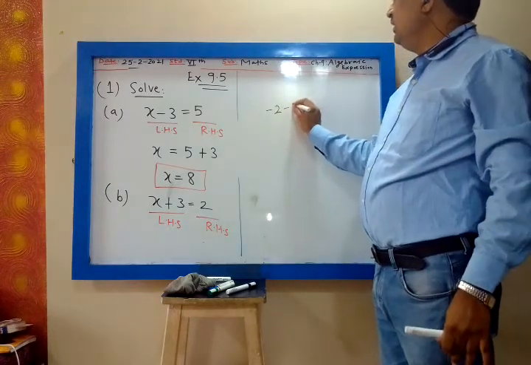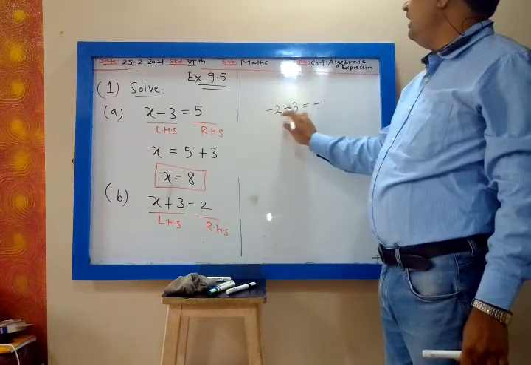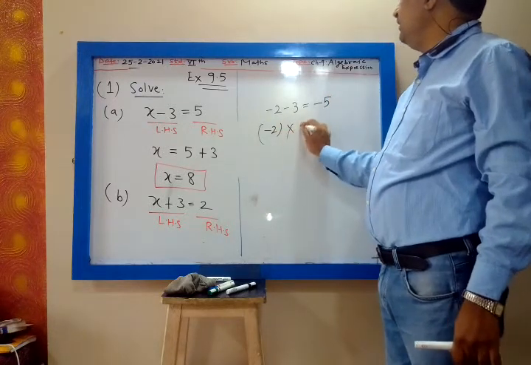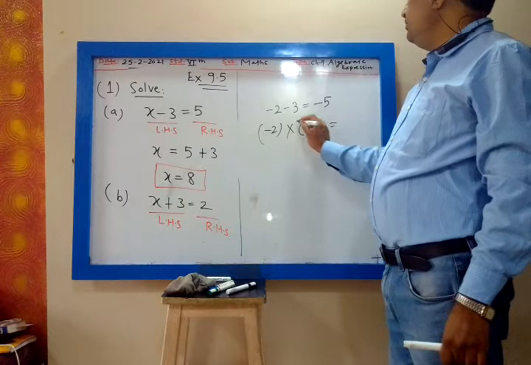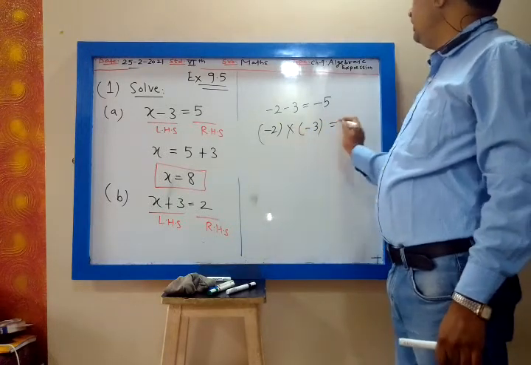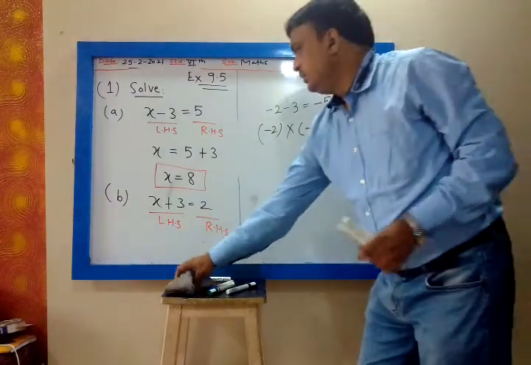Minus 2, minus 3, they have the same sign, minus, so I will take the common sign minus and add the numbers 2 plus 3, 5. But if it is minus 2 into minus 3, there is a multiplication sign. So minus becomes plus, 2 into 3 is 6. Are you getting it? Okay.